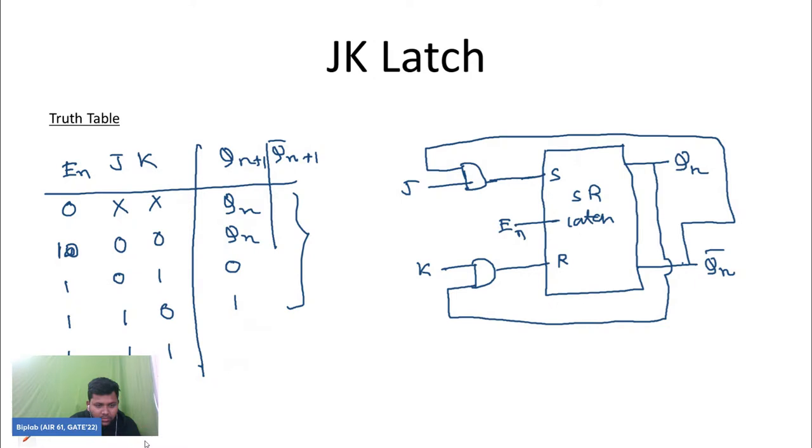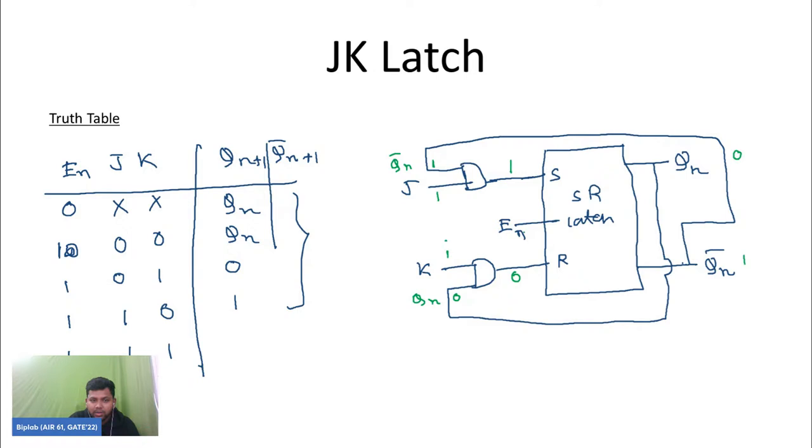Let us consider the previous output was 0 and 1. So the JK values are now 1, 1. Then Qn+1 here you will have 1, and this 0 will come here. That is Qn, and this is Qn bar. The previous output was 0, 1, and that is reflected in the input. Now what is the output of the AND gate? 1. Here it is 0. So when the SR latch has input 1, 0, what will be the output? It will be 1, 0 here.